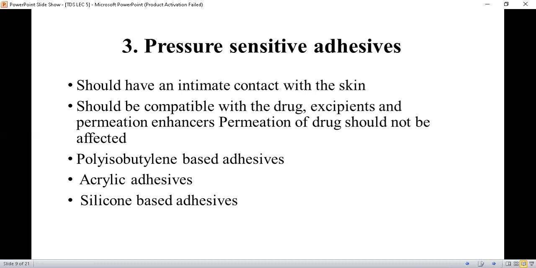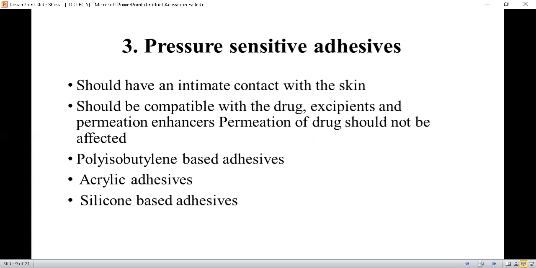Adhesive should have intimate contact with the skin, should be compatible with the drug, excipient and permeation enhancer. Permeation of drug should not be affected because the drug will have to pass the adhesive layer and then will absorb on the skin. Therefore, care must be taken that it should be compatible with the drug. Excipients means all those ingredients which are added in the formulation, and permeation enhancer.